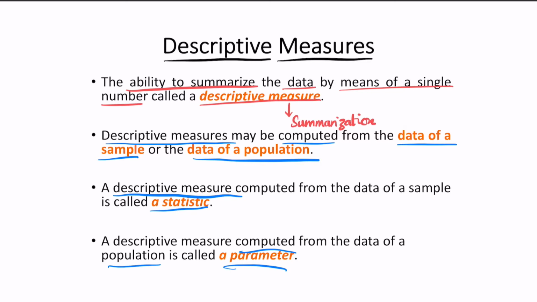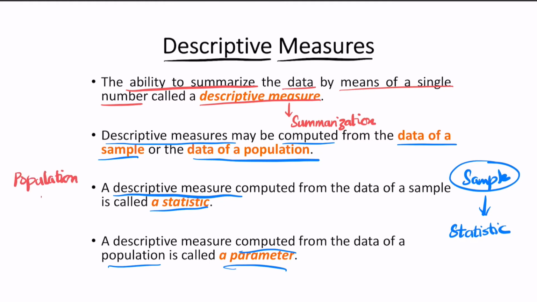So this is important. Why? We talked about sample and population. A sample is the part of a population. When we analyze, we are not analyzing the entire population, we are analyzing the sample. That's why the descriptive measure that we get from a sample is called a statistic, while the descriptive measure from a population is called a parameter.